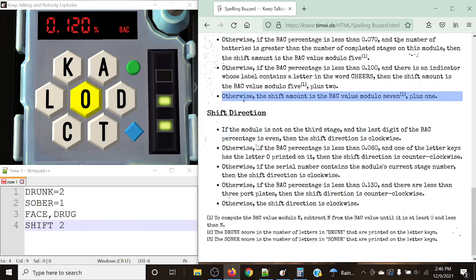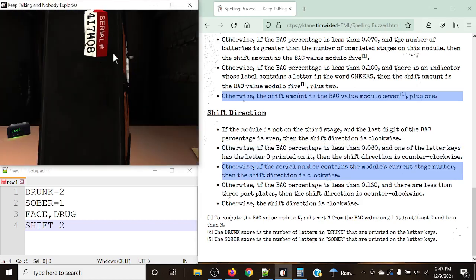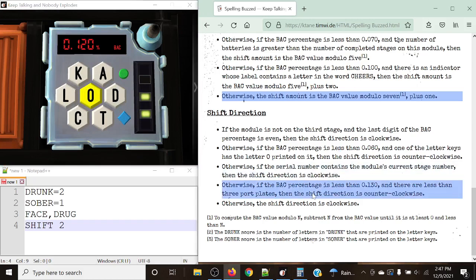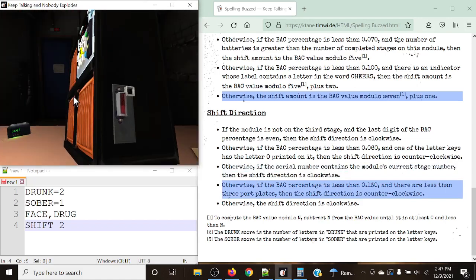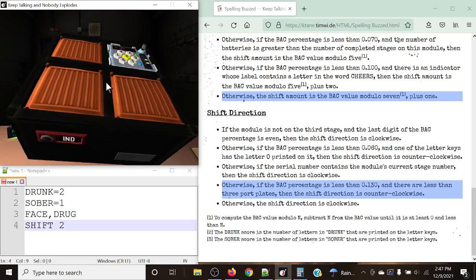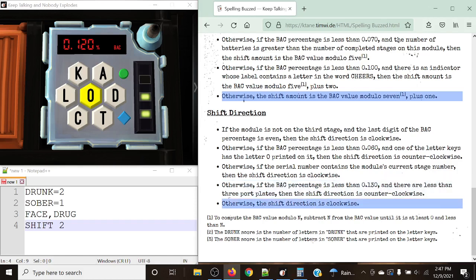So if the module is not in the third stage, however, it is in the third stage. If the BAC percentage is less than 0.06, that is not true. If the serial number contains the module's current stage number, we're currently on stage 3. Does the serial number have a 3 in it? It does not. If the BAC percentage is less than 0.13, that is true. And there are less than 3 port plates. We have 1, 2, 3. Unfortunately not. We do not have less than 3 port plates, so that rule will not apply.